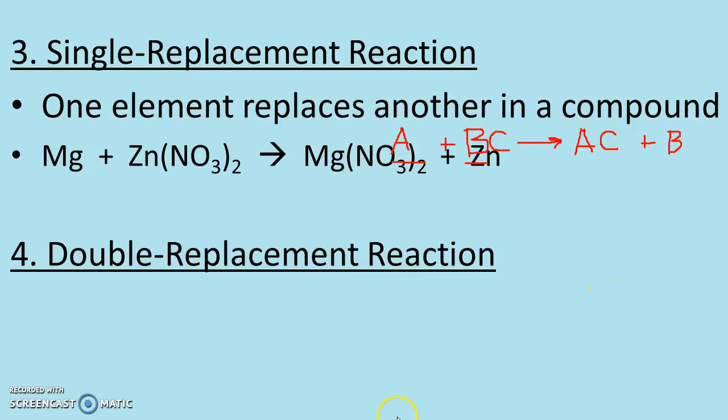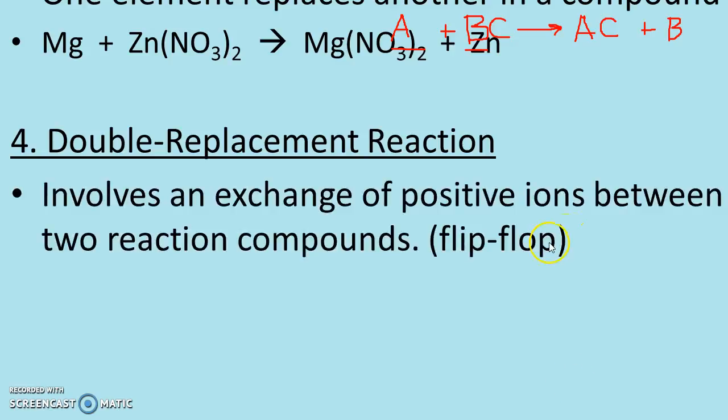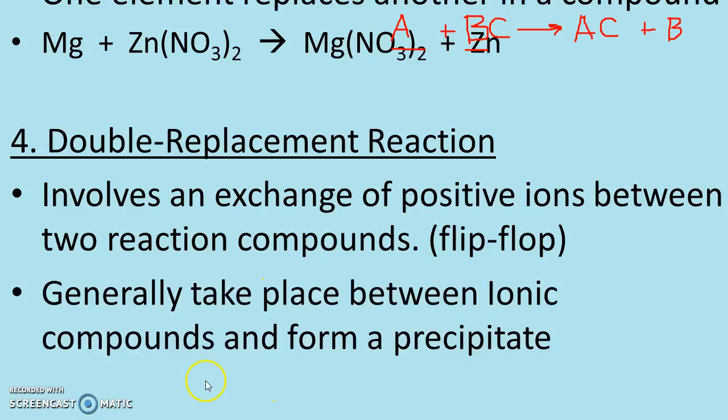The next type is called a double replacement reaction. On our definition here, it involves an exchange of positive ions between two reacting compounds. Generally, it takes place between ionic compounds to form a precipitate. Remember, that's this insoluble solid that will form.